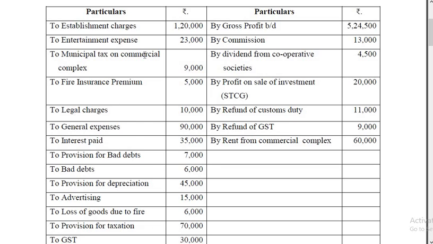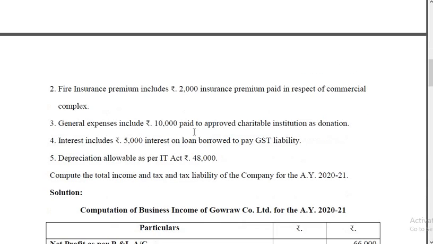Similarly, municipal tax on commercial complex. This is also not relating to business income because municipal tax is paid on commercial complex. Therefore, this item also has to be added back, and that is relating to income from house property, that is rent from commercial complex. So that should be taken separately.